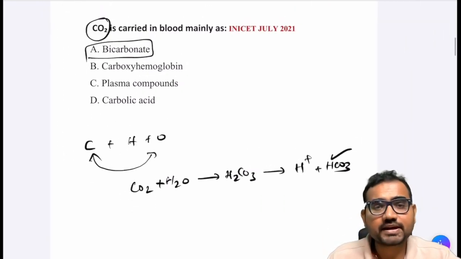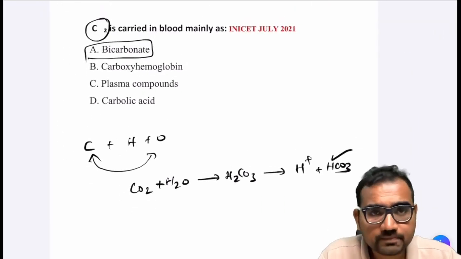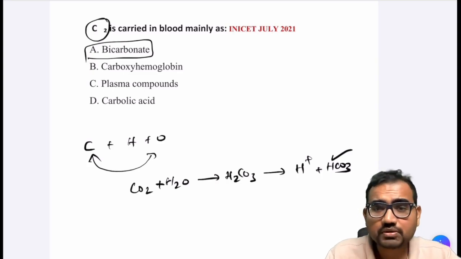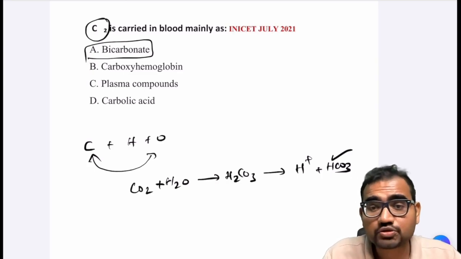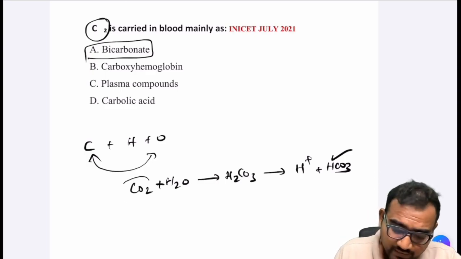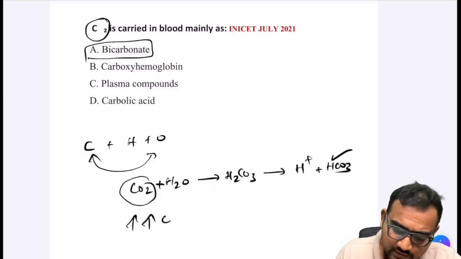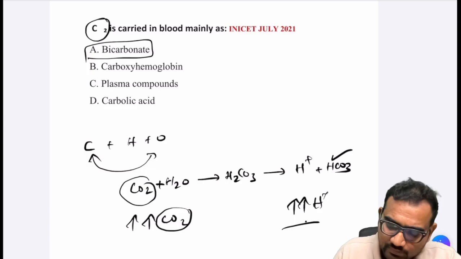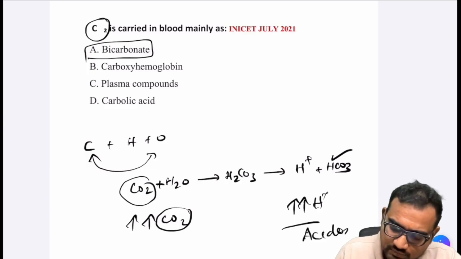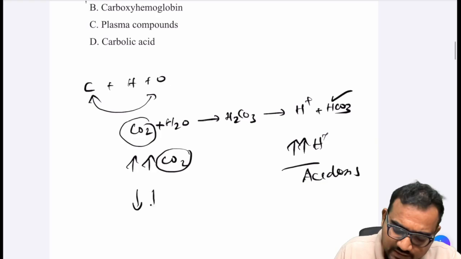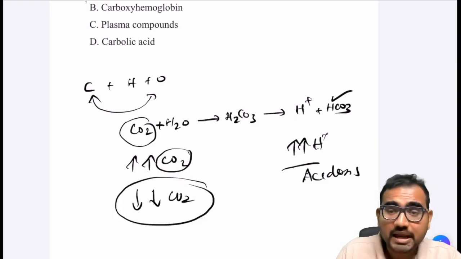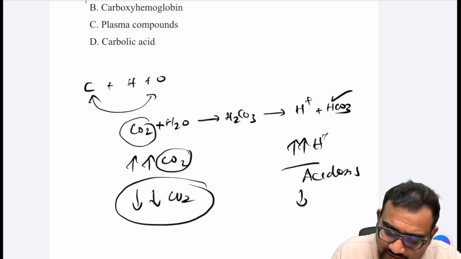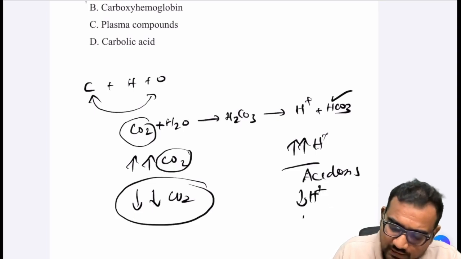70% of the time it is carried in the bloodstream via bicarbonate. Okay, so in this situation we talked about respiratory acidosis and respiratory alkalosis. Whenever there is increased carbon dioxide, there are going to be increased hydrogen ions, and there is going to be acidosis. Whenever there is decreased carbon dioxide, hypoventilation, there are going to be decreased hydrogen ions: alkalosis, respiratory alkalosis.